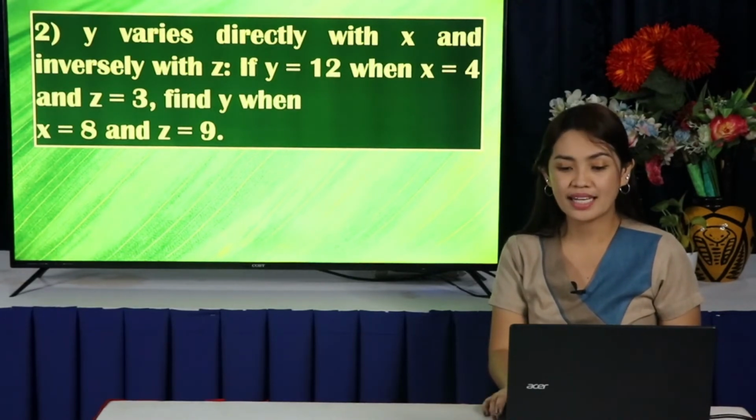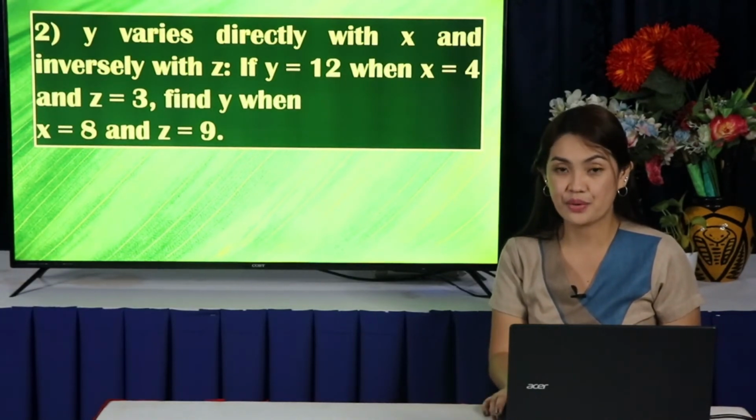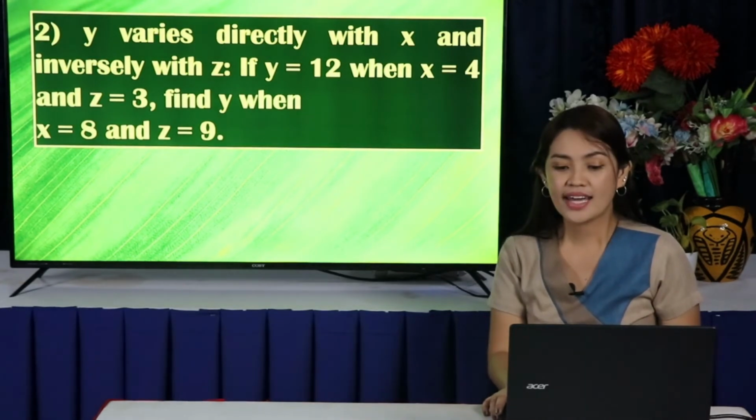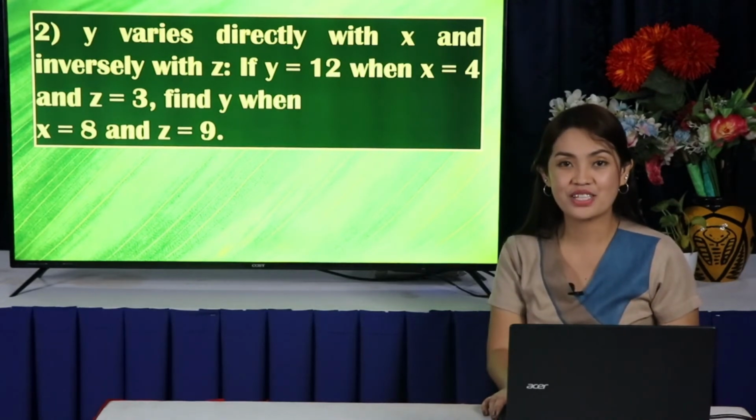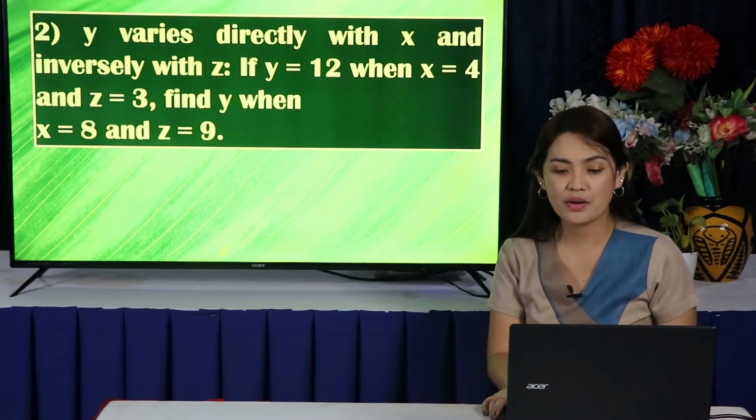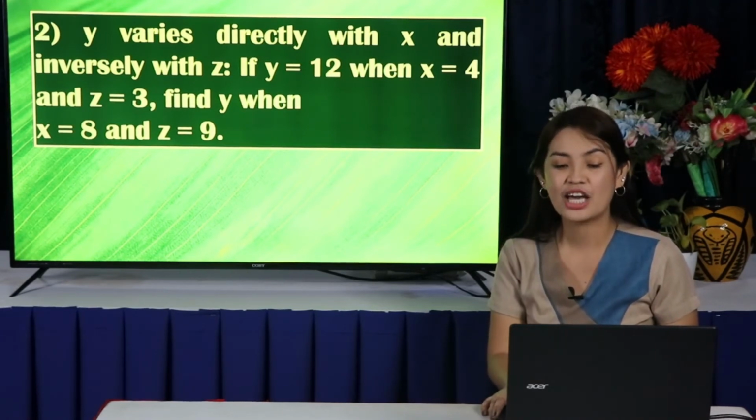Y varies directly with X and inversely with Z. If Y equals 12 when X equals 4 and Z equals 3, find Y when X equals 8 and Z equals 9. You have 15 seconds to answer.